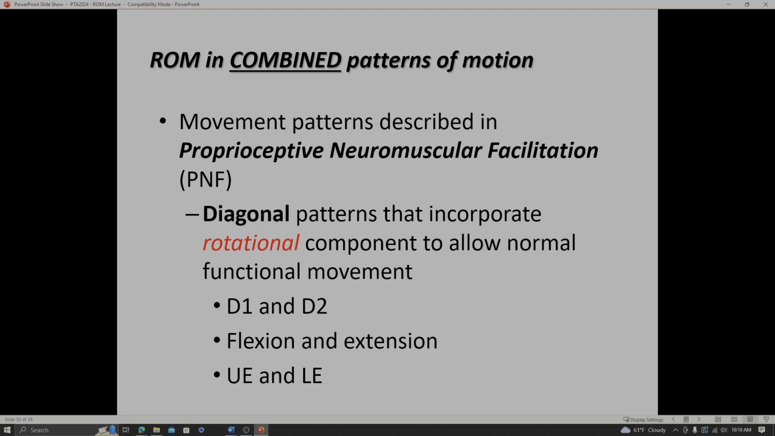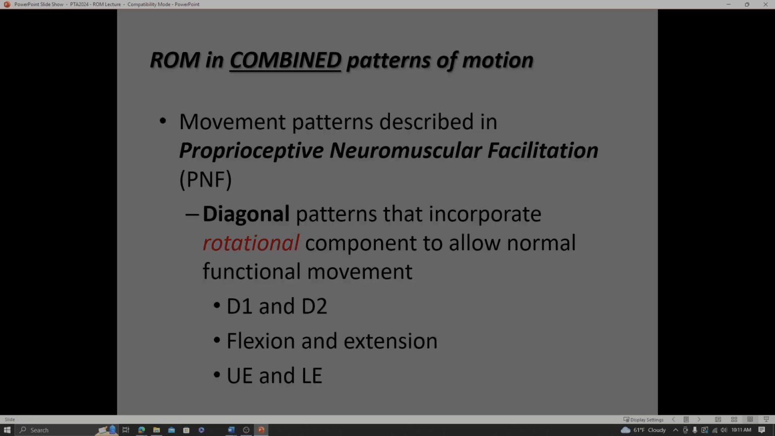So I'm going to measure and assess my patient in straight planes, but I'm typically going to try, at some point when it's tolerable to the patient, to train them in diagonal or PNF type patterns that look a lot more functional, right? So movement patterns described in proprioceptive neuromuscular facilitation, that's PNF. There are patterns that incorporate diagonal patternings of motion that have rotational components that are there to allow and restore functional movements because they look more functional and they involve multiple joint movements happening in unison.